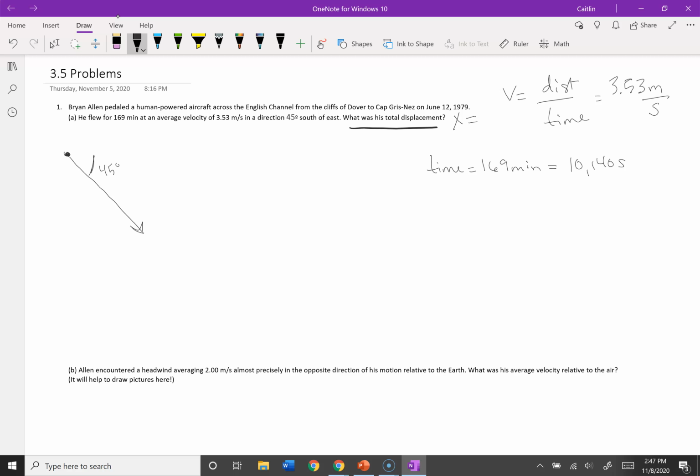Okay, so then I'm going to do my velocity times time, and that'll get me x. And that'll be 3.53 meters per second times 10,140 seconds. It's going to be a big number. Gets me 35,794.2 meters, which is also almost 36 kilometers. Okay, and that was the answer to number 1.